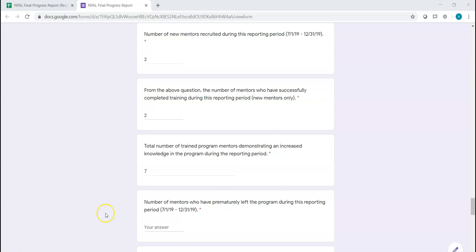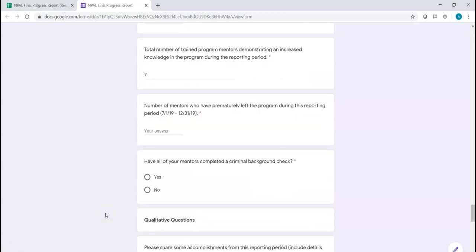The next question is the number of mentors who have prematurely left the program during this reporting period. So anytime between July 1st through the end of the year, without completing all of their requirements or expectations as a mentor. So really anyone who dropped out during the reporting period. For my example, I'm going to say that no mentor did that. That might not be the case for your program. So I'm going to answer 0 here.